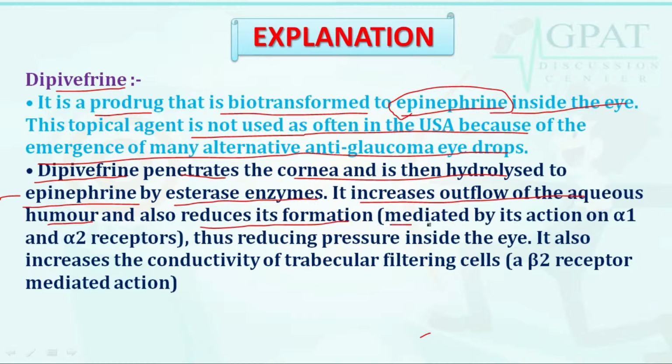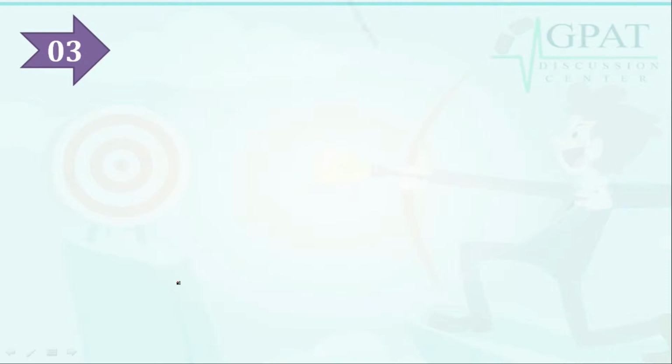So it is mediated by its action on alpha 1 and alpha 2 receptors. Thus by reducing pressure inside the eye, it also increases the conductivity of trabecular filtering cells, a beta 2 receptor mediated action. So it's all about diphenhydramine. Moving on to the next question.